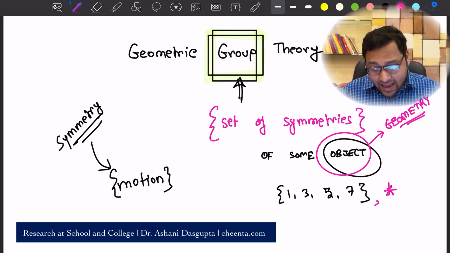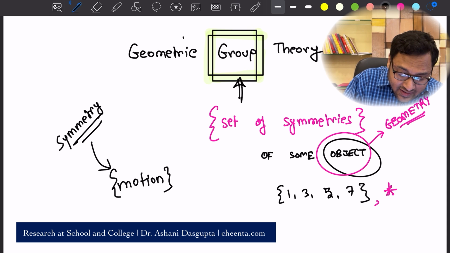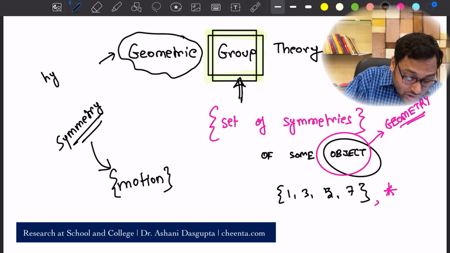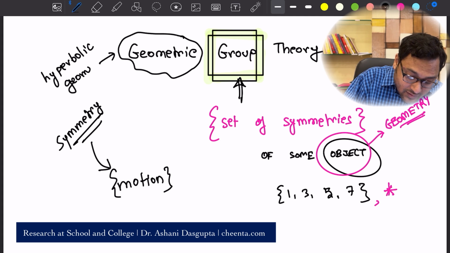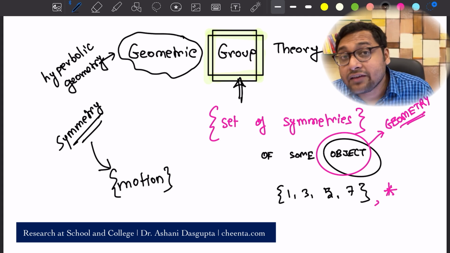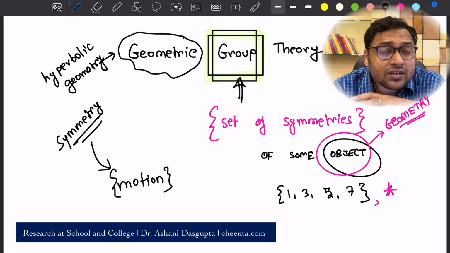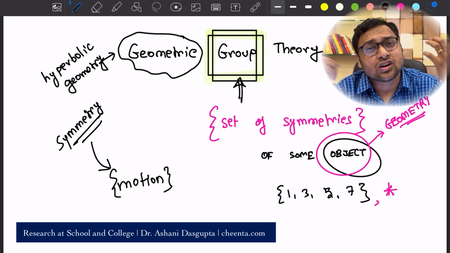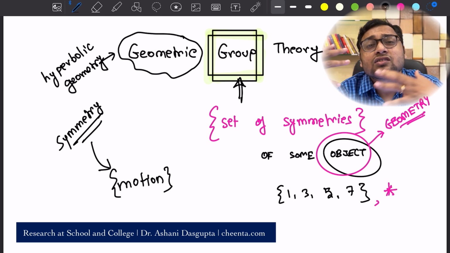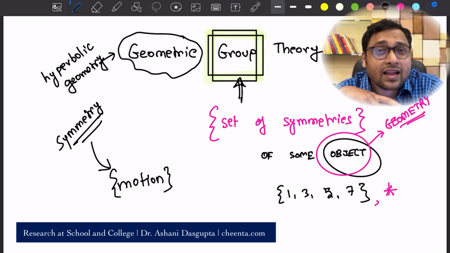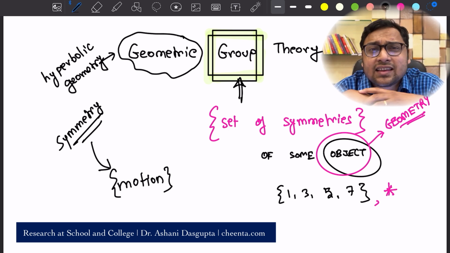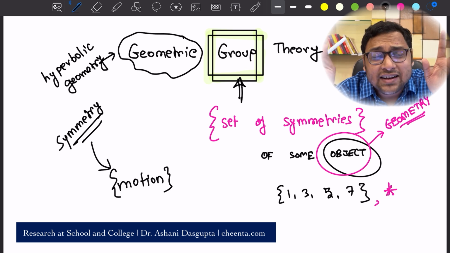Okay, and geometric group theory is very deeply related to something called hyperbolic geometry. Maybe in some other video I will talk to you about this. Several students at Cheenta have done projects on hyperbolic geometry and geometric group theory. School students have done it, college and university students have done it. And it's a very active field of research.